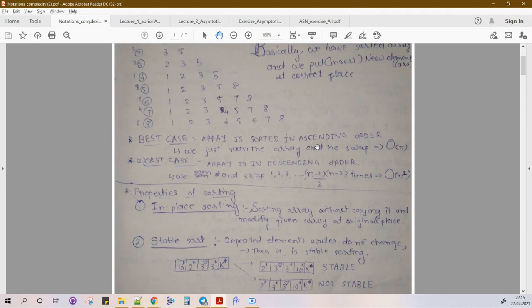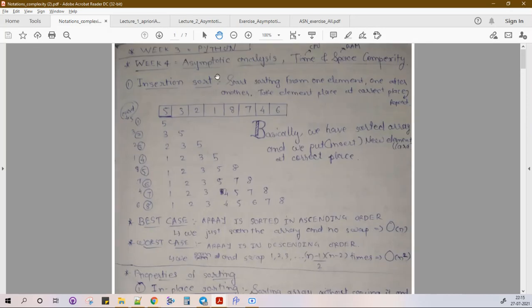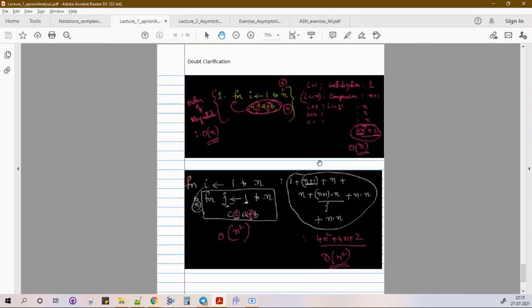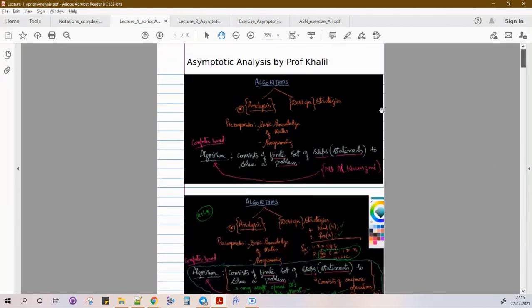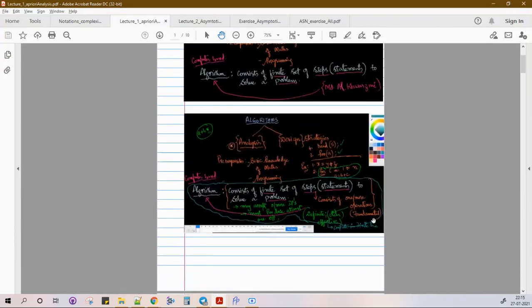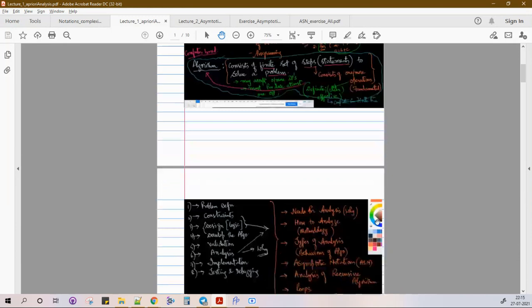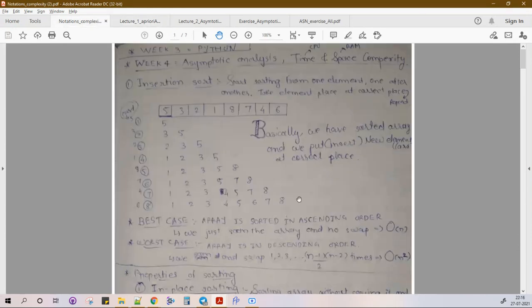How can you compare these two algorithms? On the basis of time and memory. This is called asymptotic analysis. If you want to go into detail, follow Professor Khalil's notebook. There we had a priori and a posteriori analysis. I can't actually pronounce it.